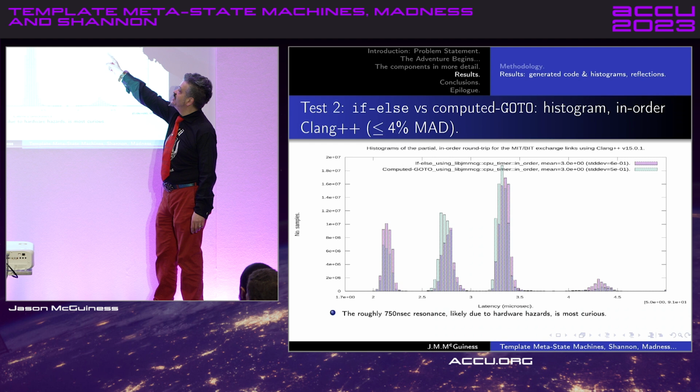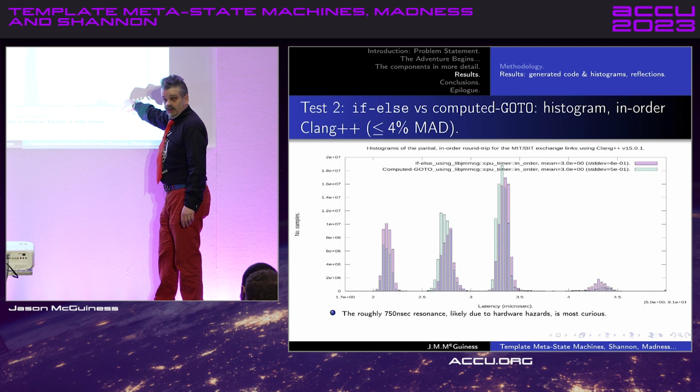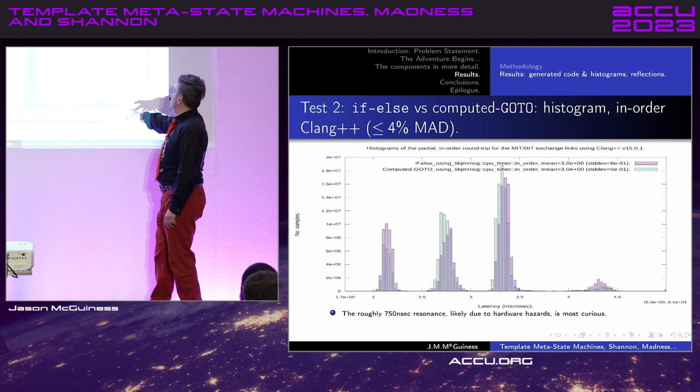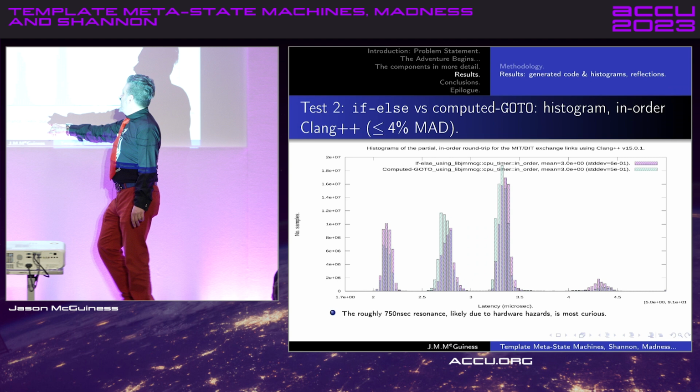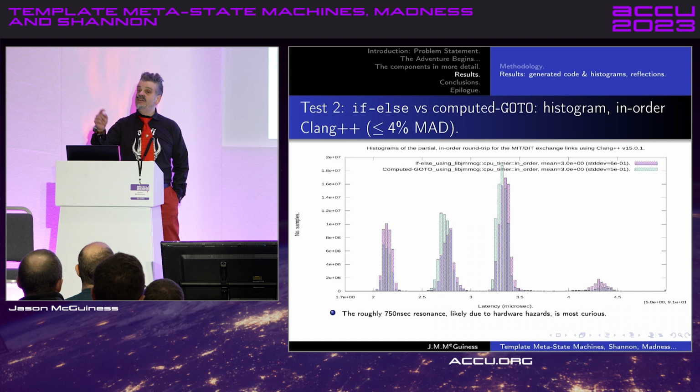Still 20 million. Remember, that's the peak of these. So there's a lot more orders. Many, many hours of that going on. Energy was consumed. These resonances at 750 nanoseconds are quite curious. I didn't have time to research them and try and find out exactly what's going on. But remember, my primary goal was to generate a computed goto.